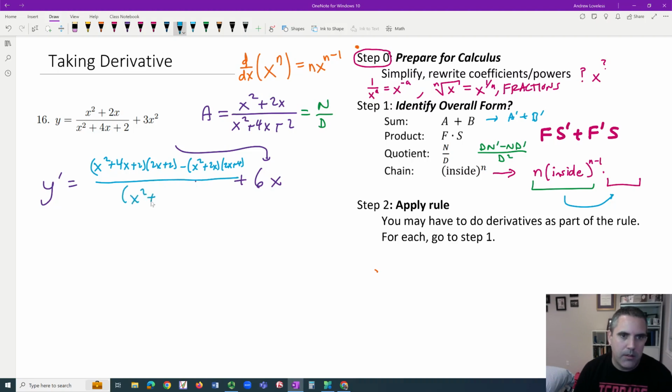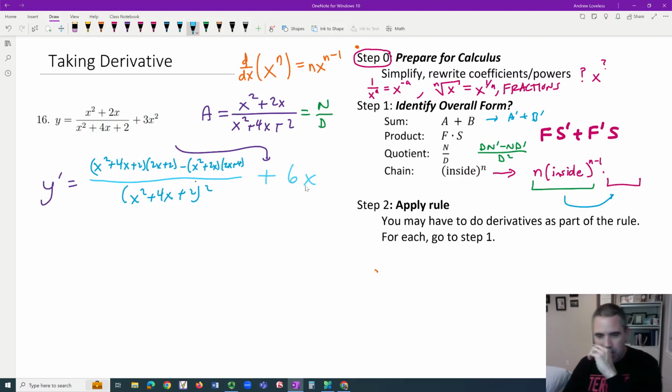I know it's a big ugly mess, and that's separate from this. I should have given myself more space. Plus 6x. That's what you're doing. And you can see in the middle of these problems, sometimes I have to do other derivatives. So I think I'll stop that there.